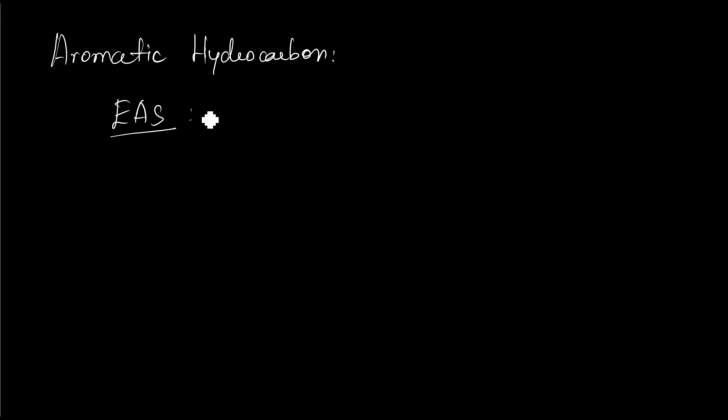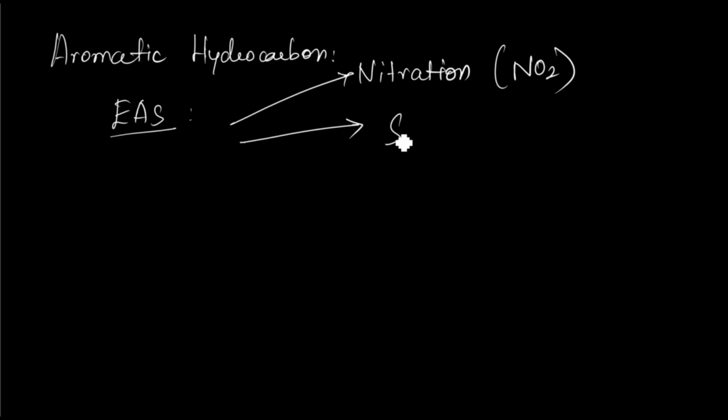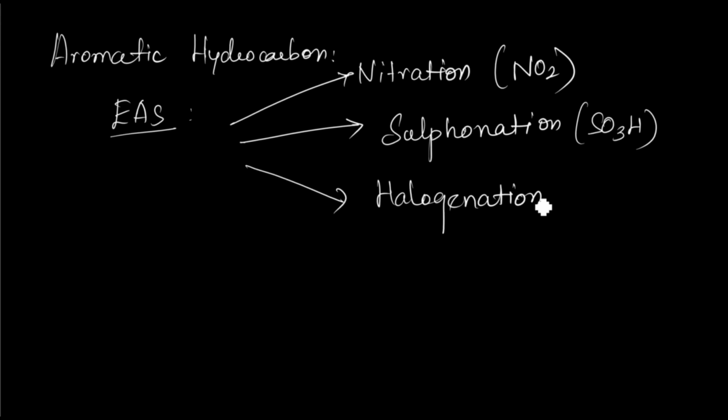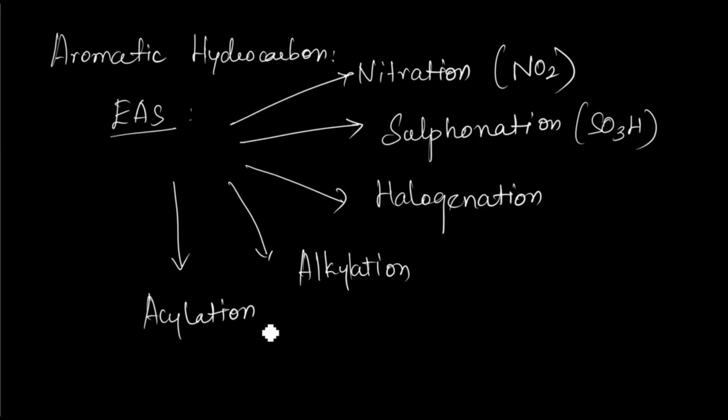First of all, electrophilic aromatic substitution can be nitration, where NO2 acts as an electrophile, sulfonation, where SO3H is our electrophile, and halogenation, where the halogen acts as an electrophile. Then come the two types of Friedel-Crafts reaction: alkylation and acylation. In alkylation, an R group gets substituted. In acylation, a COR group gets substituted. Okay, so these are the types of electrophilic aromatic substitution.